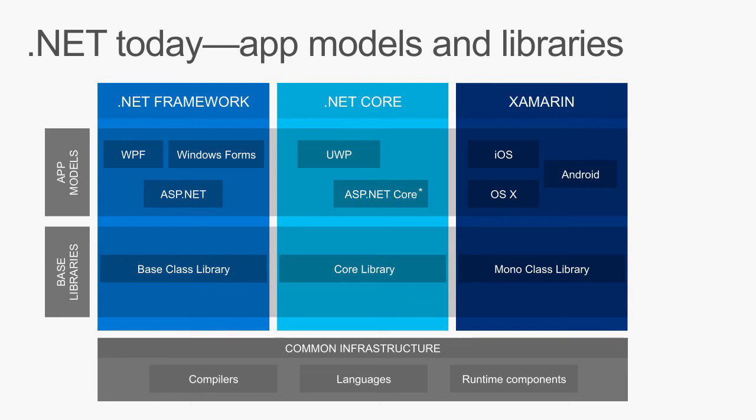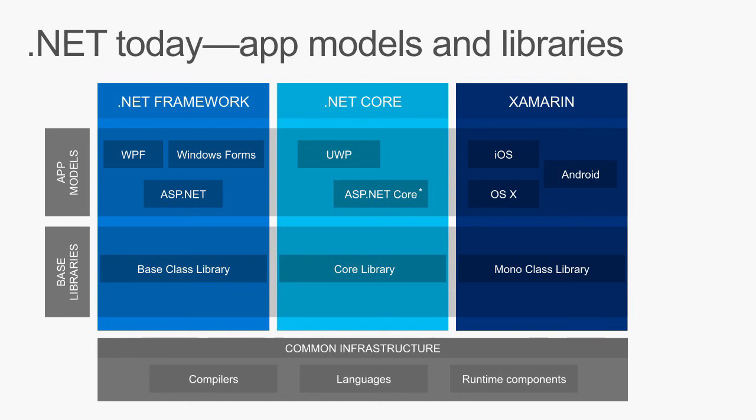And that's kind of the picture if you look inside of what we're doing. .NET Framework gives you these, like WPF, Windows Forms, ASP.NET. .NET Core is what we're building UWP, the Universal Windows Platform, on. It's also what we're building ASP.NET Core on. And Xamarin enables you to target those other operating systems. But on the library level, each has its own set of libraries.